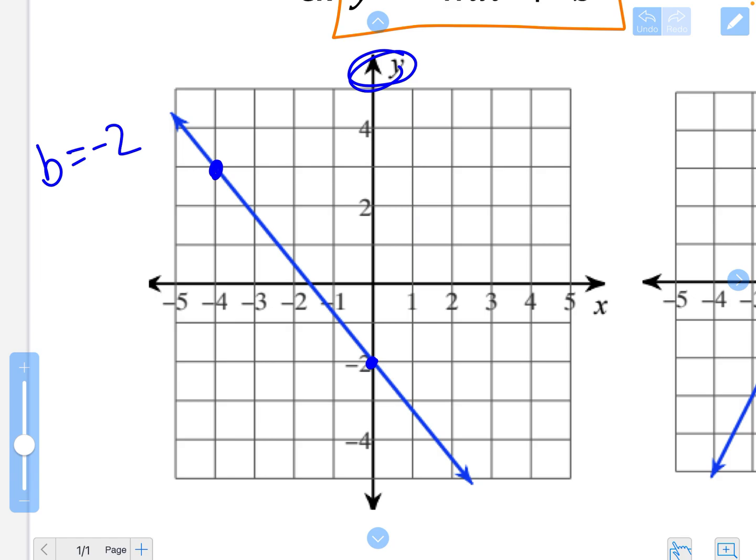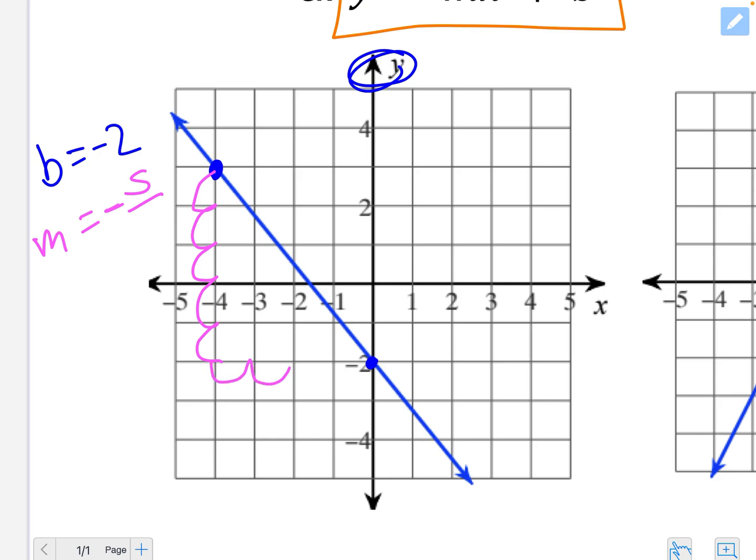So when I'm looking at slope, what I'm noticing real quickly is that my line is going downhill. And because my line is going downhill, it's going to be negative. So it goes down 1, 2, 3, 4, 5. So our rise or our up and down movement is going to be 5, and it's going to the right 1, 2, 3, 4. So our slope is -5/4.